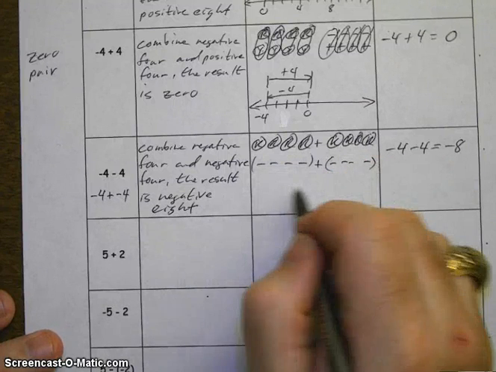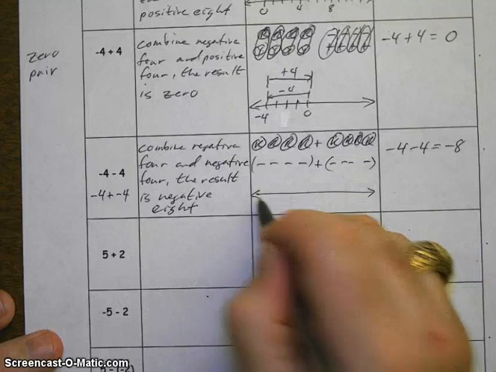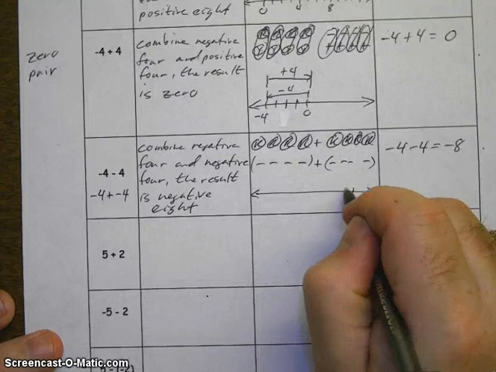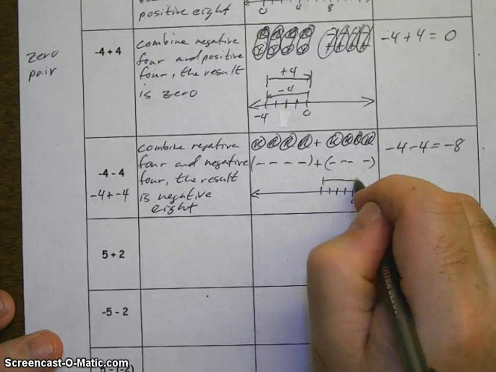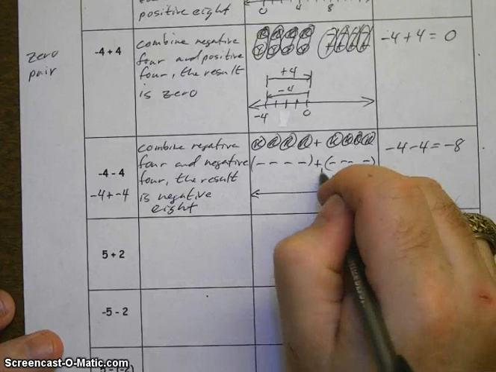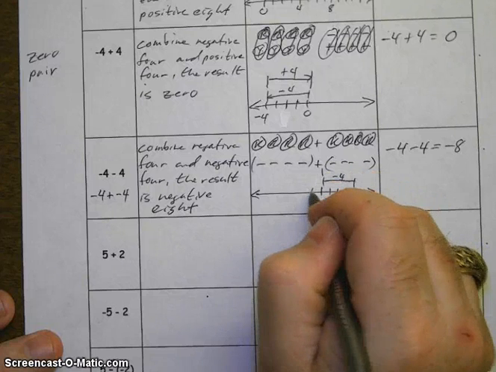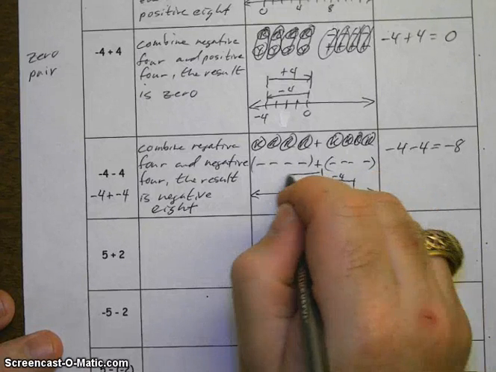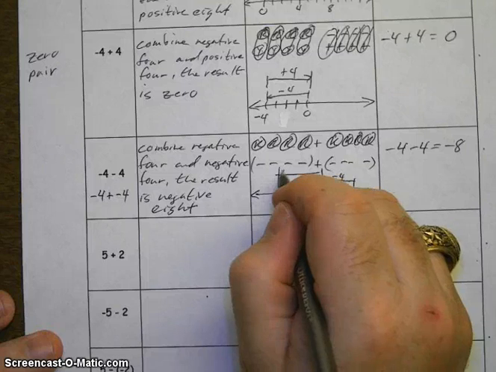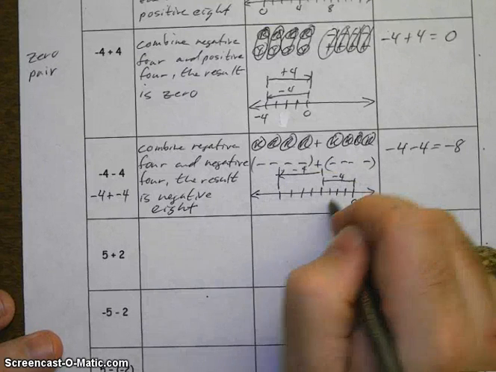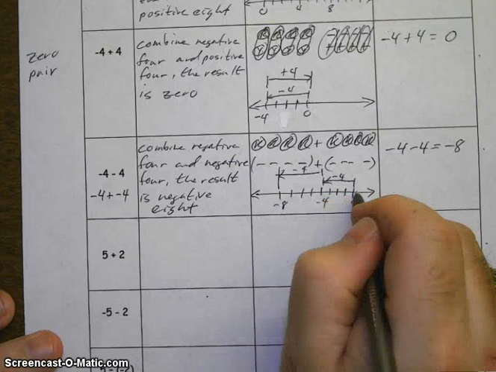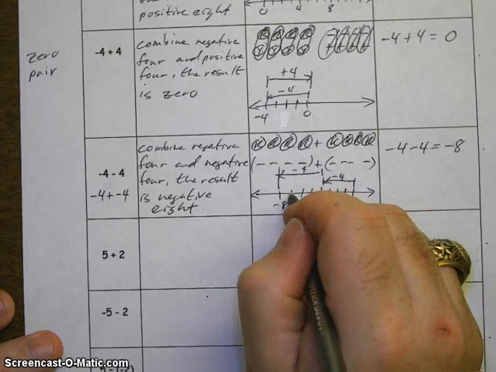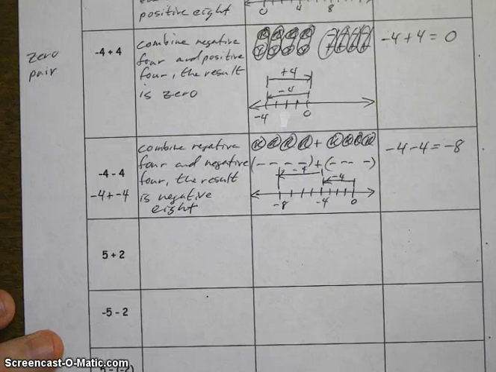Okay, on the number line, we're starting at 0 and we're moving 1, 2, 3, 4 in the negative direction. So that's -4, and then from there we move another 4 in the negative direction. We end up at -8. 1, 2, 3, 4, 5, 6, 7, 8.